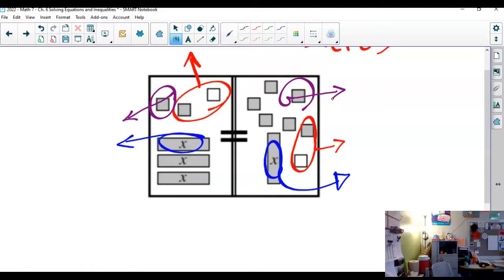What else can I do, Antonella? Or am I out of things I can do? Yeah, we're out of stuff we can do, so let's write down what we have. What do we have over here? 2x. And guys, that really means 2 times x. So let's write down 2 times x equal to, what do we still have on the right side? 4.